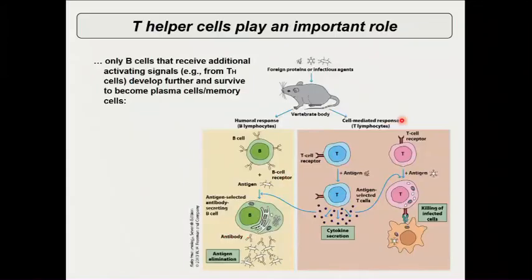Okay, this is me coming back to a slide we already know, and this is to illustrate that T helper cells play an important role, because only B cells that receive additional activating signals, for example from T helper cells, develop further and survive and have a chance to become plasma cells and memory cells. I showed you this before, and that shows, not by chance, the T helper cells in a central position because they assist this development and this development.